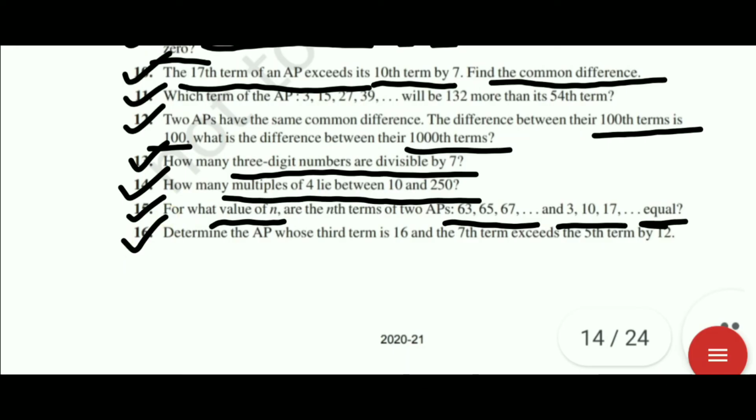16th one. Determine the AP whose third term is 16 and whose 7th term exceeds the 5th term by 12.